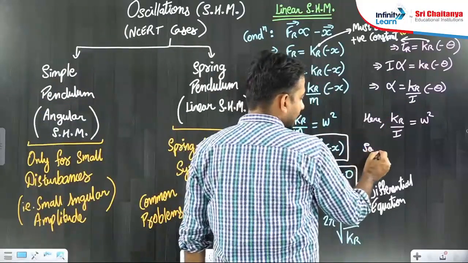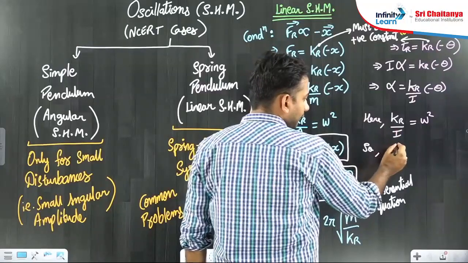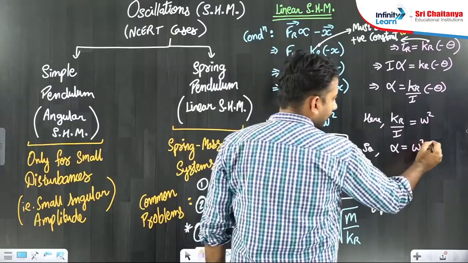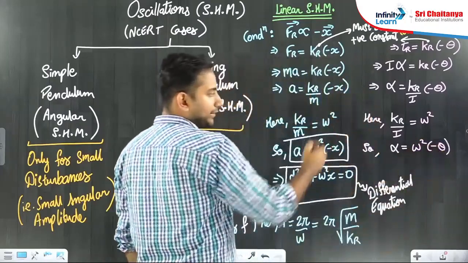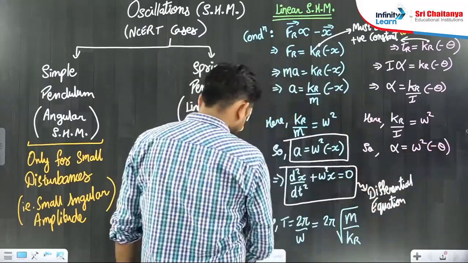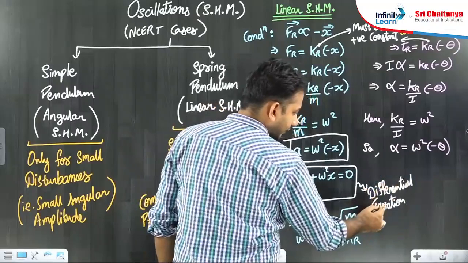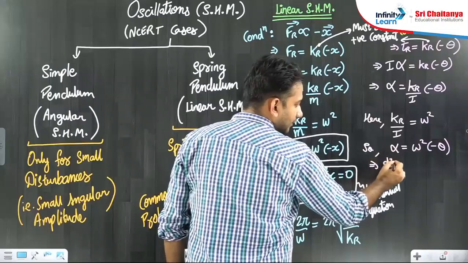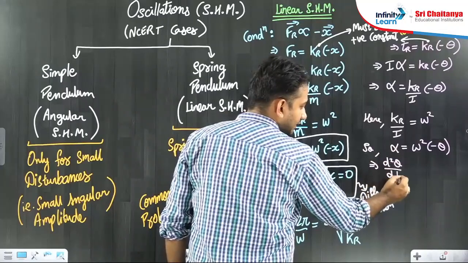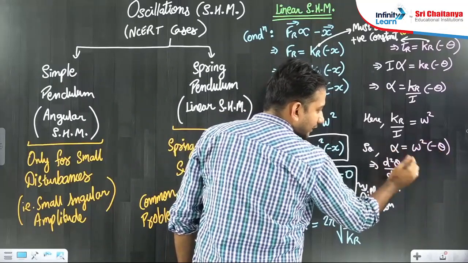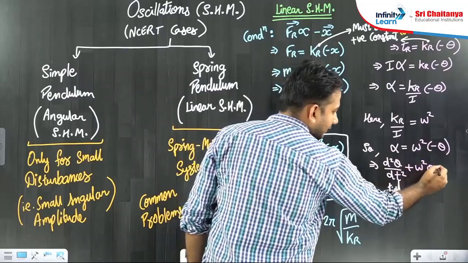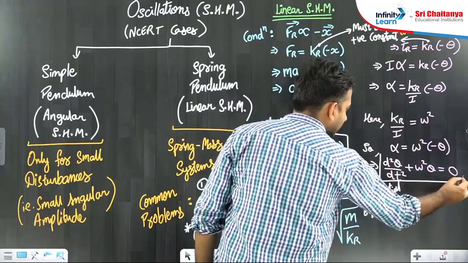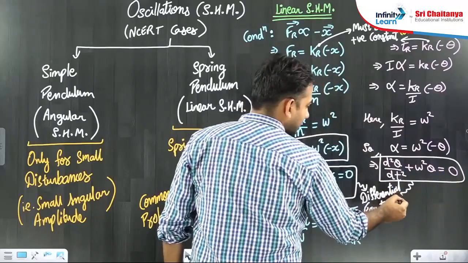So what we are going to get is alpha will be equal to omega square into minus theta. This implies alpha can be written as the double derivative of angular displacement, d2 theta by dt square, equal to minus omega square theta. On this side it becomes plus omega square theta, equal to 0. So d2 theta by dt square plus omega square theta equals 0, and yes, that is the differential equation.